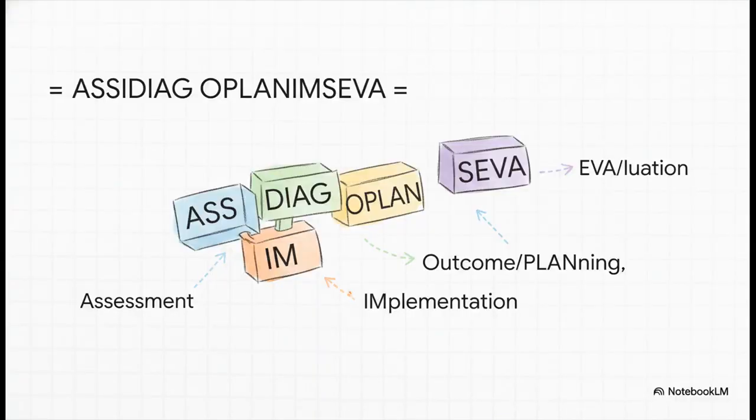All right, here's a weird little memory trick for you. Asidiag o planum seva. I know, it looks like my cat walked across the keyboard, right? But look closer. It's actually a pretty clever way to remember the order of the process. Assessment, diagnosis, outcome/planning, implementation, and evaluation. It's goofy, I know, but sometimes the goofy things are what stick in your brain during a test.